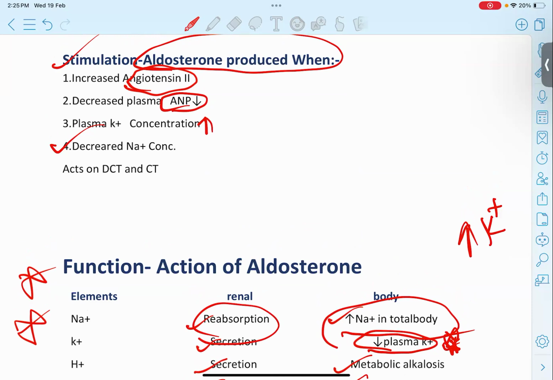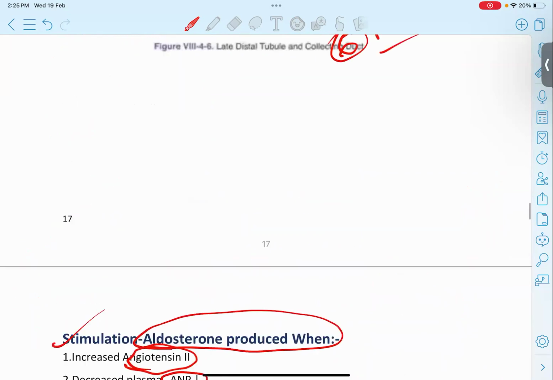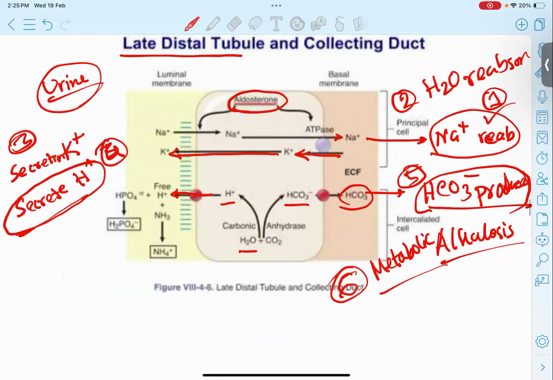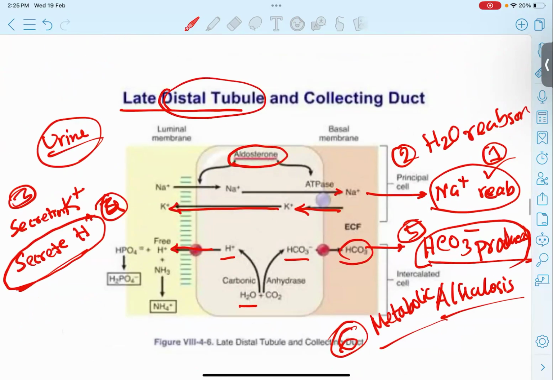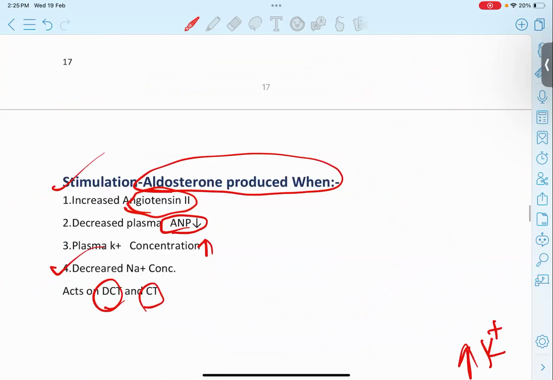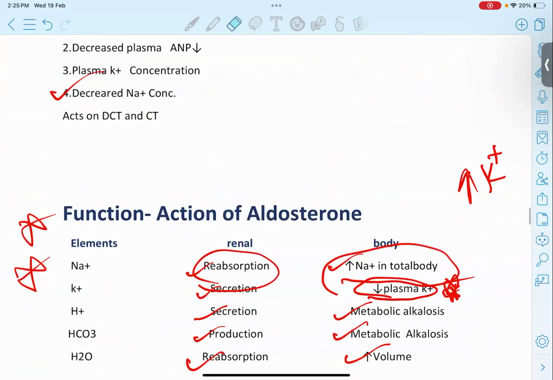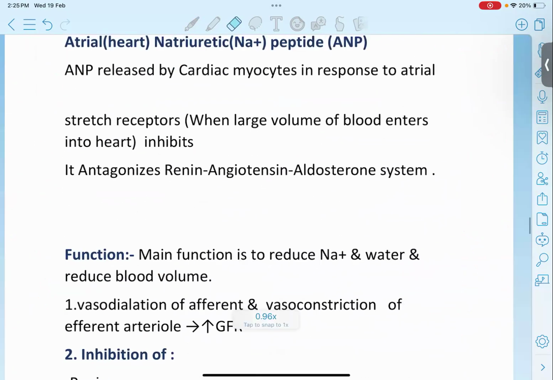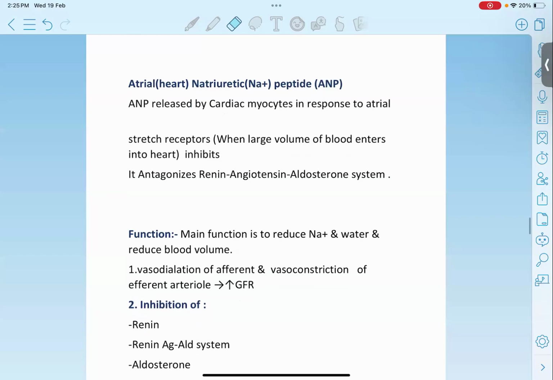And this aldosterone works in two areas, that is the late distal tubule and collecting tubule, DCT and CT. This is also recall, like everything here regarding renin and aldosterone. So it acts on DCT and CT. So next thing, we will move into the ANP.